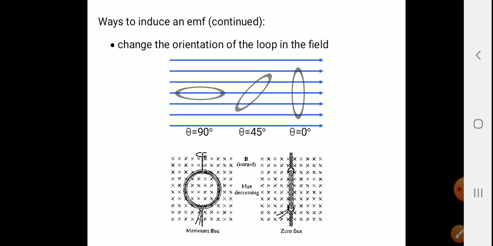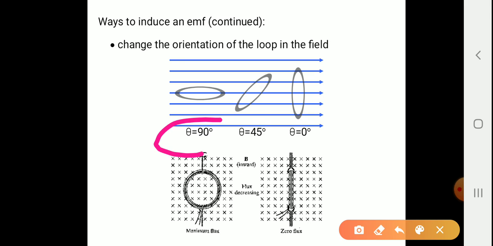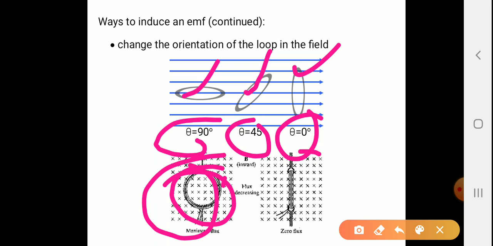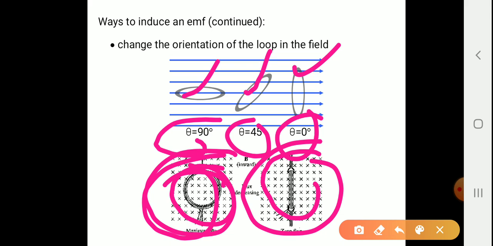Another way to induce an EMF is by changing the orientation of the loop in the field. Consider the angle theta equal to 90 degrees, theta equal to 45 degrees, and theta equal to 0 degrees. In this case, the flux will be maximum. This is the increasing case and this is the decreasing case of Faraday's law.